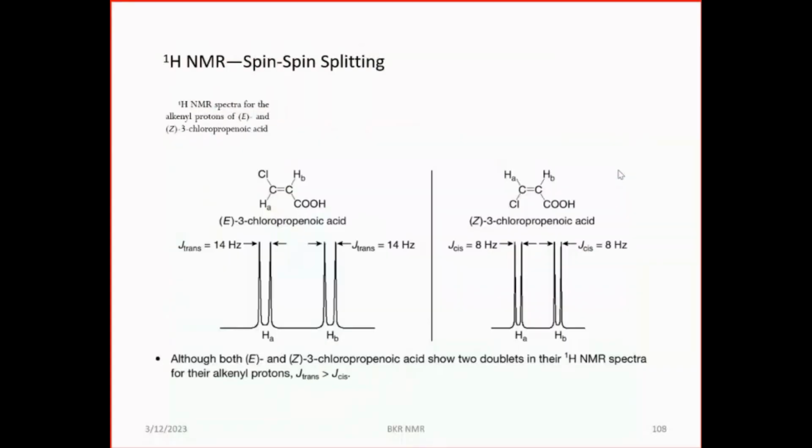So last class we have seen what is coupling constant and how the protons couple with each other, and what kind of protons will couple with the other kind of protons. Only chemically non-equivalent protons will couple with each other. That you keep in mind. If the protons are chemically equivalent, then they will not couple with each other. Let's keep this in mind.